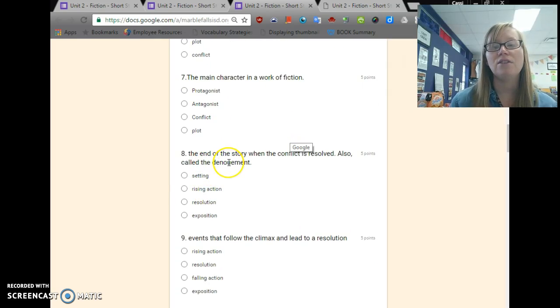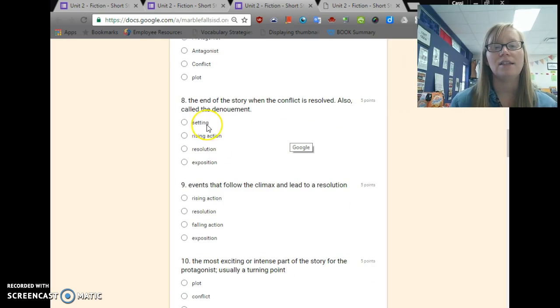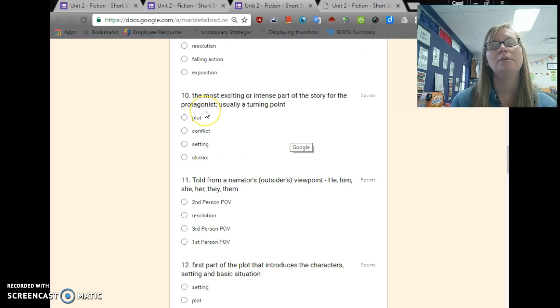8. The end of the story where the conflict is resolved, also called the denouement. Is that the setting, rising action, resolution, exposition? 9. Events that follow the climax and lead to a resolution. Is that the rising action, resolution, falling action, exposition? Number 10. The most exciting, intense part of the story for a protagonist, usually the turning point. Is that the plot, the conflict, the setting, or the climax?